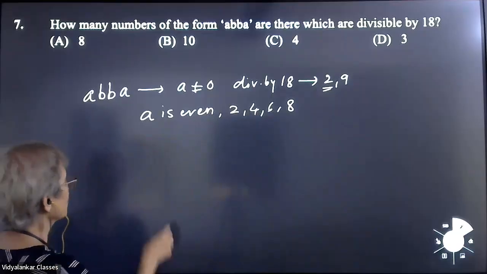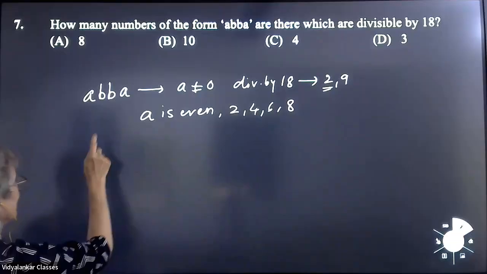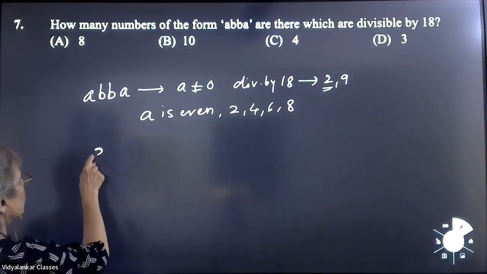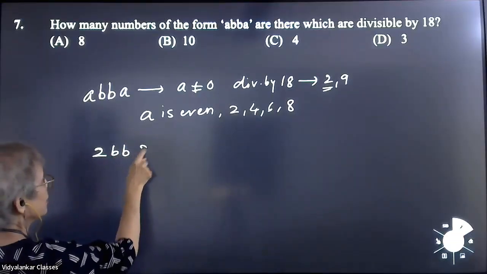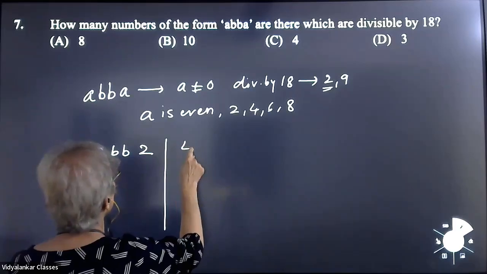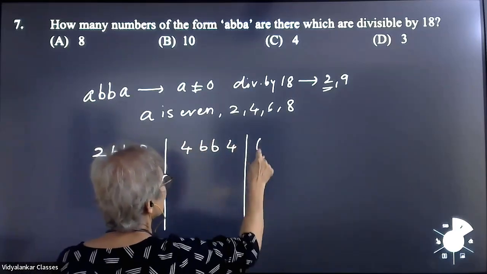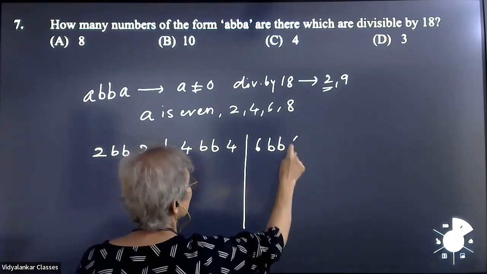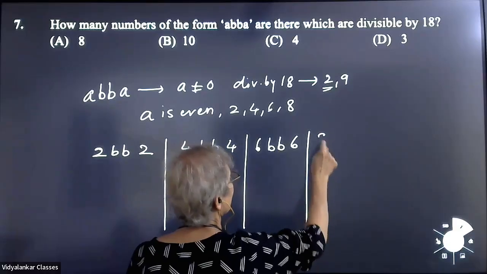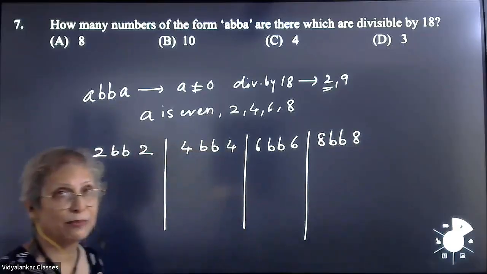So let us write. First, 2BB2. This is the first one. Then I will write 4BB4. Then 6BB6 and 8BB8. Now it is divisible by 9.